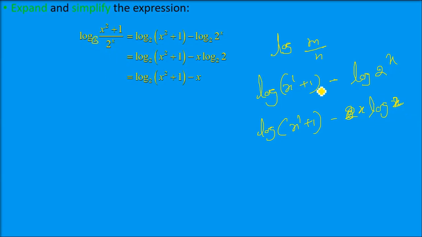So log 2, now the base is 2 here. So log base 2 of 2, log base b of b is what? It is 1. So you just have to write x here. So this is the final answer: log of x square plus 1 minus x.